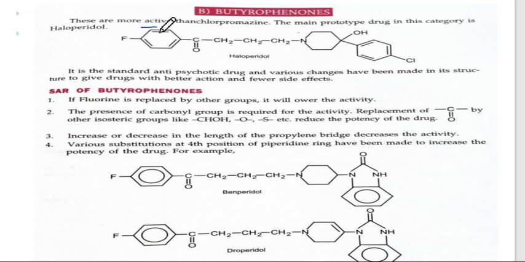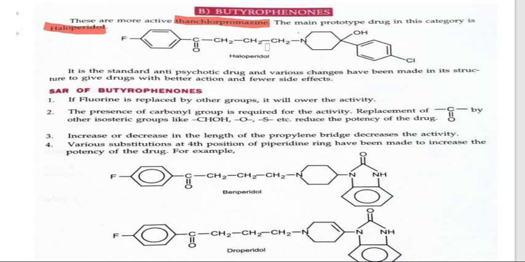Butyrophenones are more active than chlorpromazine. The main prototype drug in this category is haloperidol. Very, very important. The SAR of this is also asked several times. So, as I said, these are more active than chlorpromazine, and the main prototype drug of butyrophenones is haloperidol.